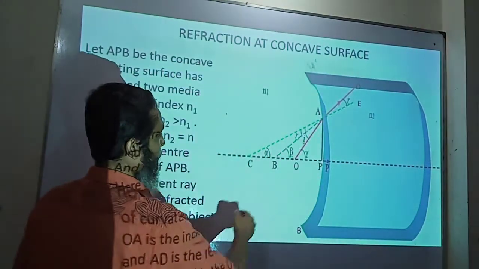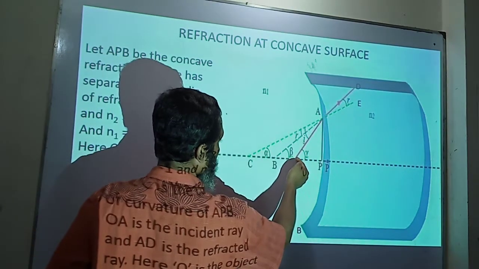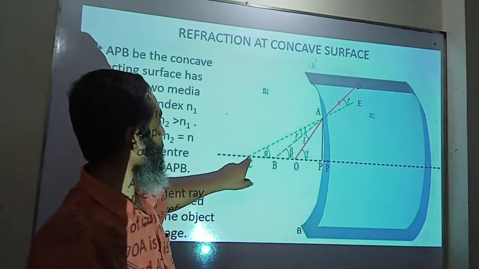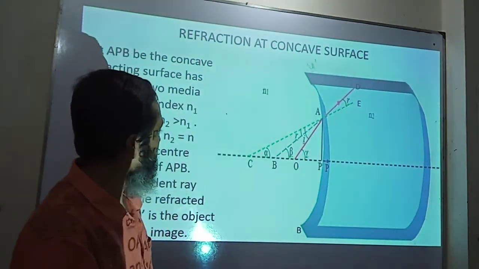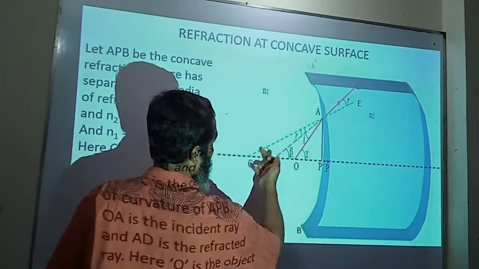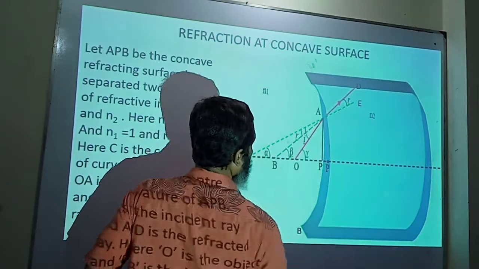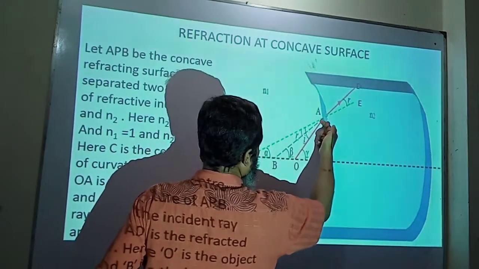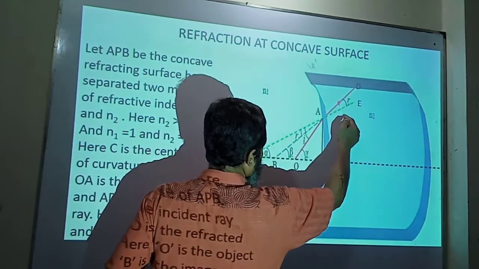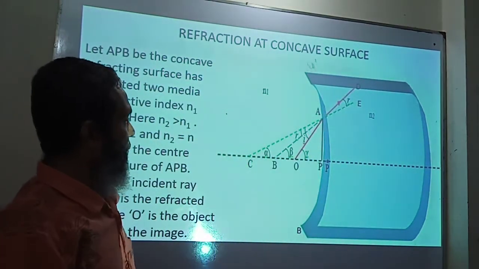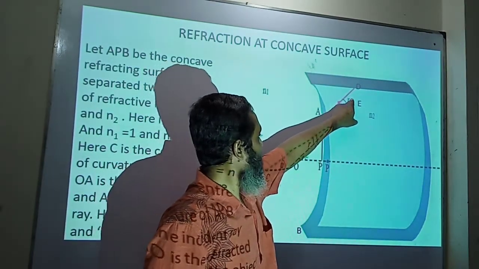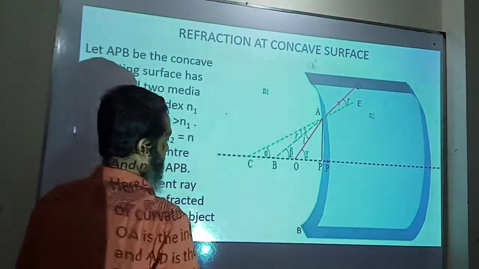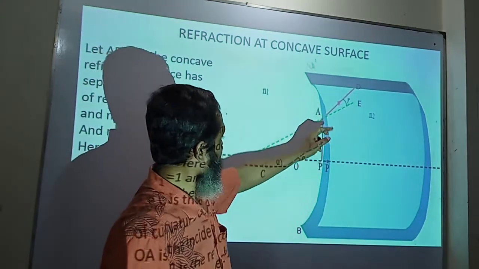The original ray is indicated by the red color, and AD is the refracted ray, and C is the center of curvature of the spherical surface. Then we join CA and extend it up to E. CAE is the normal to the point of incidence, and AD is the refracted ray. So DAE is the angle of refraction, represented by R.